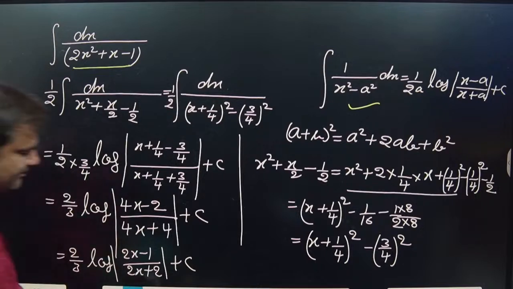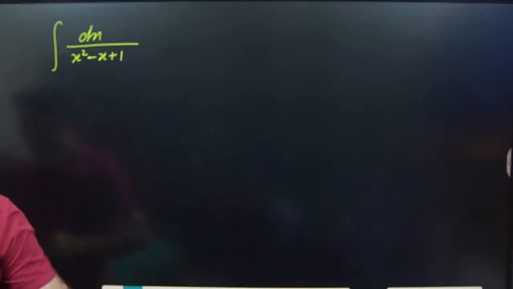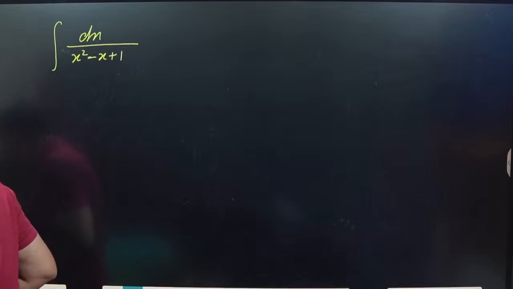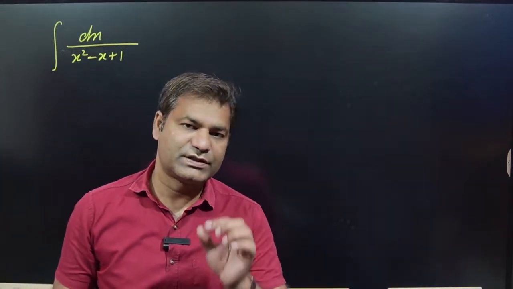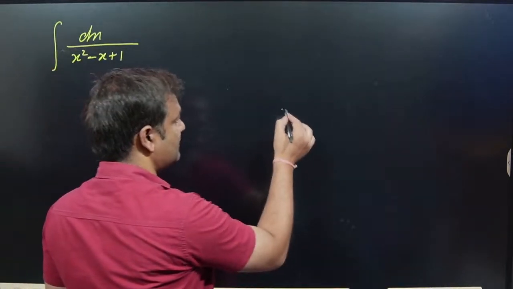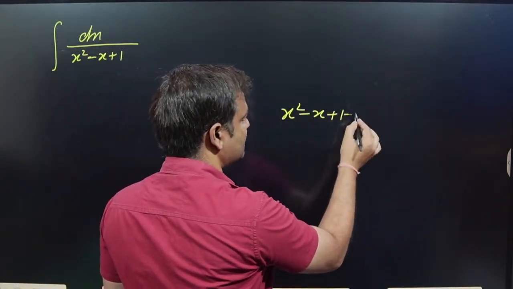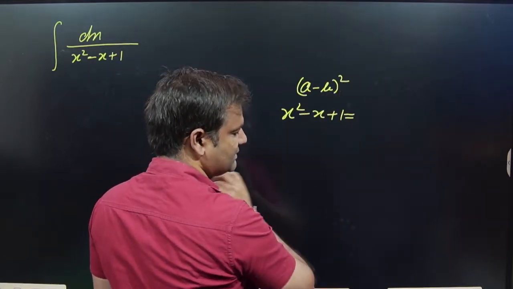Now the next problem is integration of dx divided by how much? x square minus x plus 1. Okay, how can we solve it? Look here very carefully. If you see this question very carefully, I don't know how to make it. First of all, make a perfect square. Here x square minus x plus 1 is compared to (a minus b) whole square. Why? Because the minus is available. That's why.